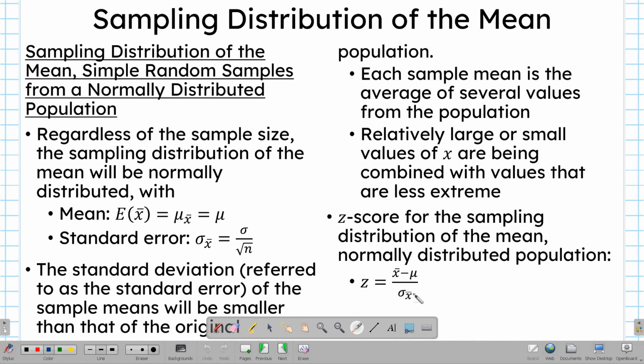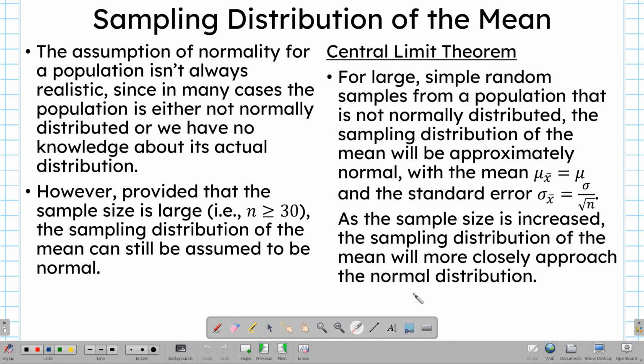Now, this assumption of normality is not always realistic, since in many cases the population is either not normally distributed or we don't have knowledge about the distribution of the population we're studying. However, provided that the sample size is large enough, that is in our case, the sample size is greater than 30, then the sampling distribution of the mean can still be assumed to be normal, and that is the key idea of the central limit theorem.